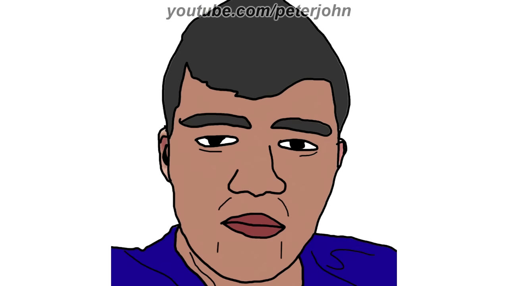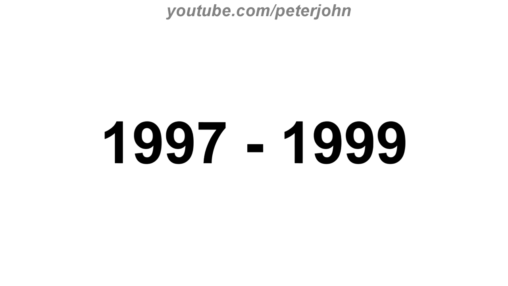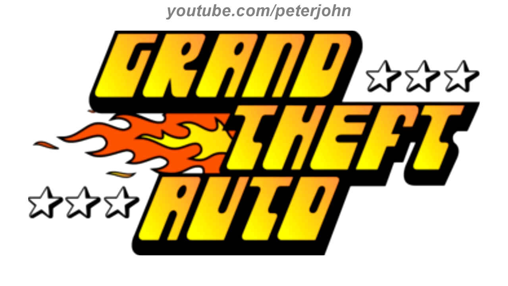Now I am going to talk about Grand Theft Auto. 1997 to 1999, there are the words Grand Theft and Auto all in an orange and yellow gradient, on the top of the word Theft, and on the left of the word Auto, there are three black stars, and also there is an orange and yellow flame coming out from the word Theft. Here is the print version.